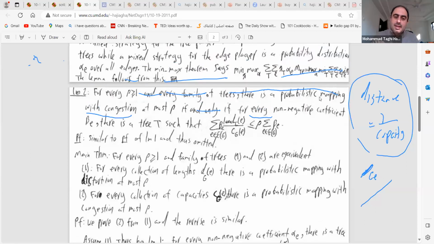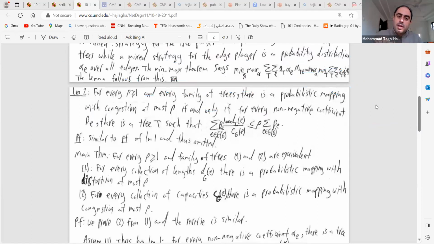There is a second lemma that is also saying the same thing. This is the way that he is making the duality. He said that for every rho greater than 1 and every family of trees, there is a probabilistic embedding of congestion at most rho if and only if for every non-negative coefficient beta e, there is a tree such that the expected load is at most this.